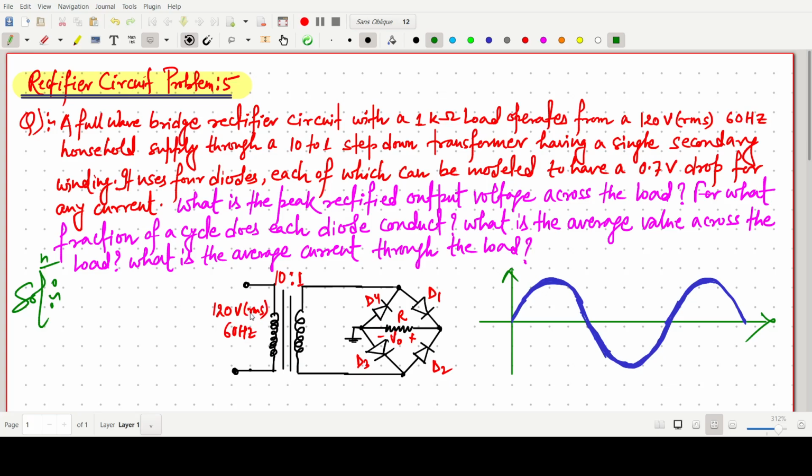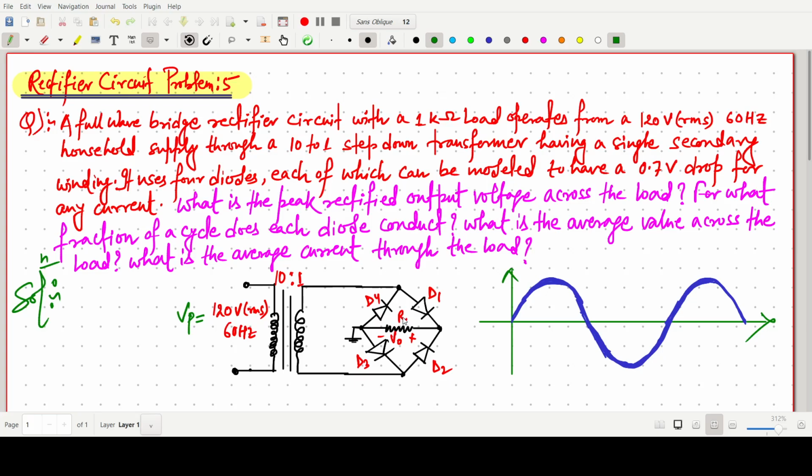So we can say this is the primary voltage across this step down transformer. I am saying this is the primary voltage VP. It is a 10 to 1 step down transformer, having a single secondary winding, and it uses 4 diodes. So the bridge rectifier uses 4 diodes, each of which can be modeled to have a 0.7 volt drop. Basically this is a silicon diode, which has a 0.7 volt drop for any current.